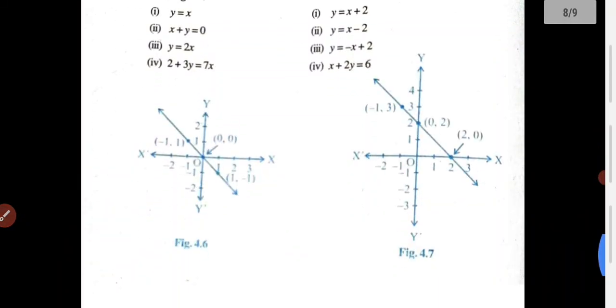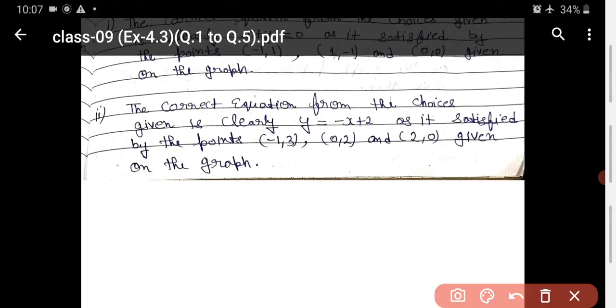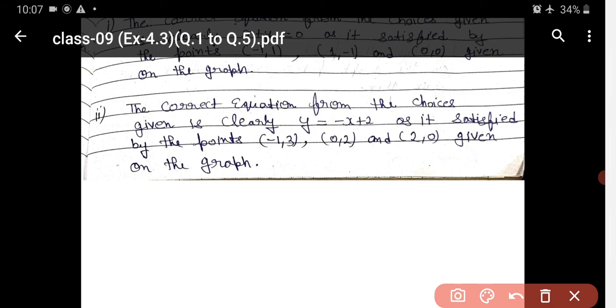So you have to write here, the correct equation from the choices given is clearly, what is the correct equation? That is the third one. y is equal to minus x plus 2, because it is satisfied by all the 3 points given on the graph. It means that this option is correct. Why is it correct? As it satisfies this point also, this point also, this point also, which is given on the graph. So your correct answer is y is equal to minus x plus 2.